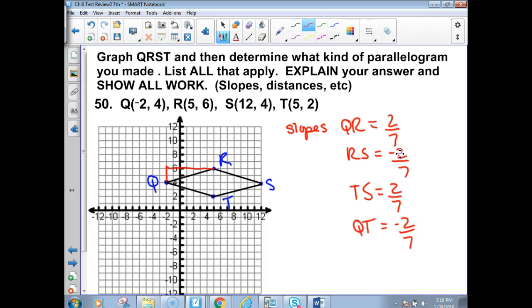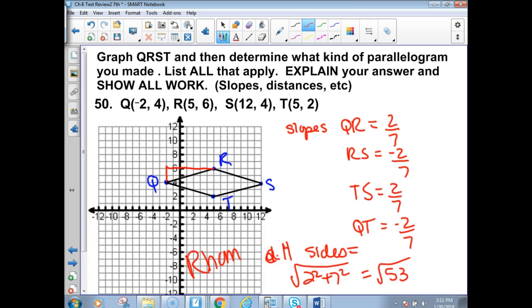You see how all of these numbers are 2s and 7s? All the sides are going to have the same length then. But these slopes are just opposite sign. They're not opposite reciprocals. So I have no right angles. I know this tells me it's a parallelogram, but what kind? The distances, all sides equal the square root of 2 squared plus 7 squared, which is 4 plus 49, the square root of 53. So it's a rhombus, all equal sides, but not a square.